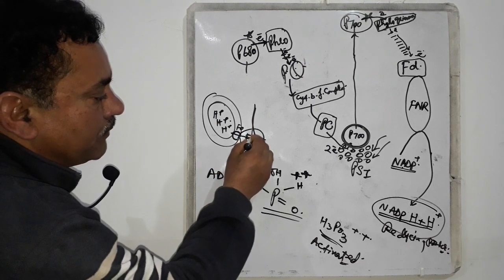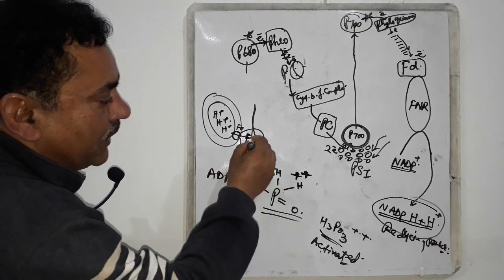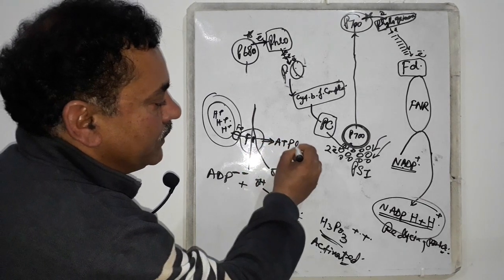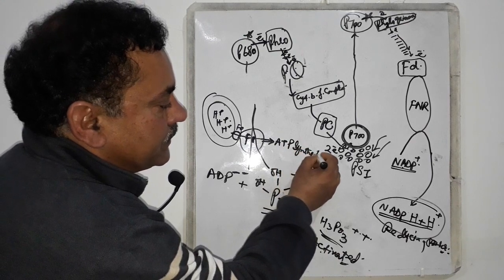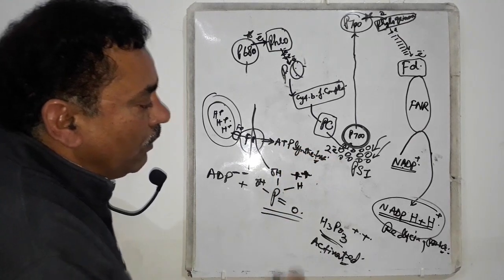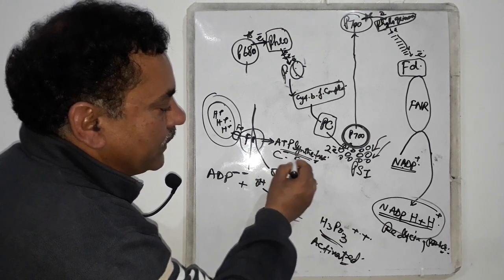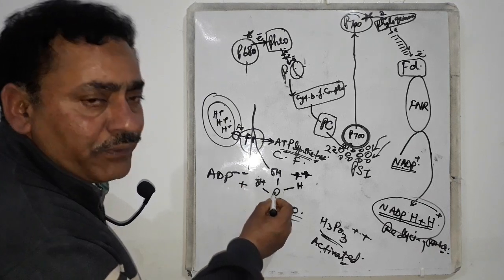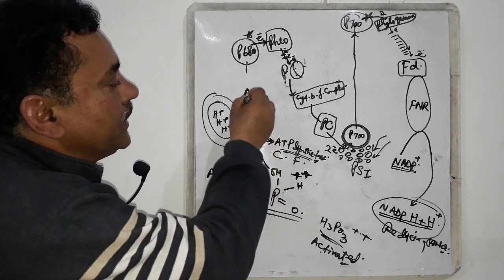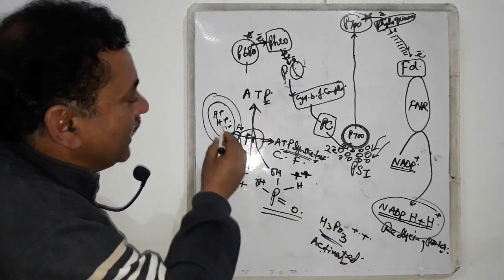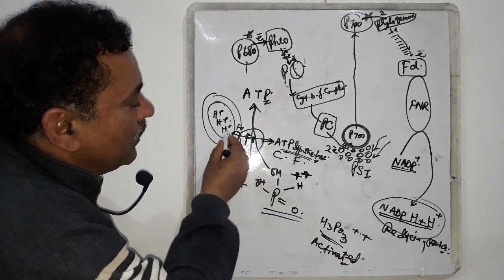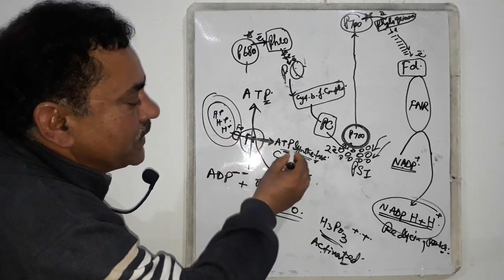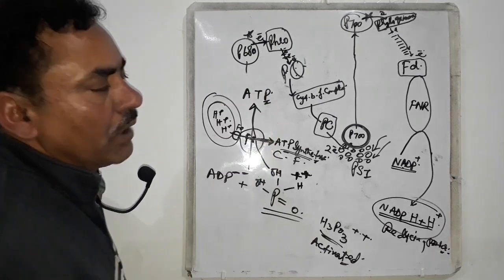In the presence of this F1 part, this F1 part thus acts as ATP synthetase enzyme, or you can call it a coupling factor. Coupling factor, because it couples ADP negative negative with activated phosphate and it forms ATP. So when one proton was moving from loculus towards the stroma, one ATP got formed.